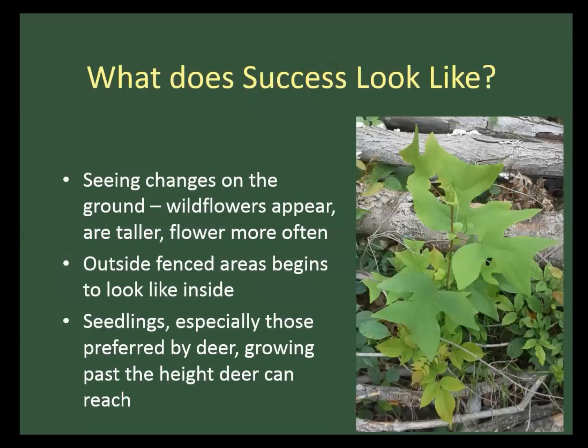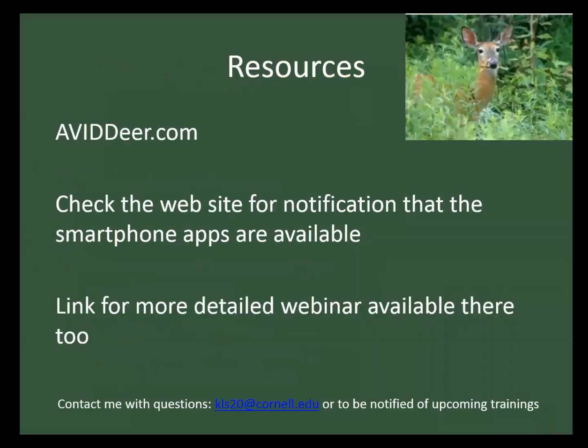Success means seeing changes on the ground where wildflowers are appearing. They're taller, they're flowering more often. If you have an exclosure, the outside of a fenced area begins to look like the inside. And seedlings, especially those that are preferred by deer, can grow past the height that deer can reach. So that's what we're hoping for someday. There's a lot of effort, maybe easier in some areas than others. But we're hoping to get people to participate, to become more aware of the impacts that are happening, and to be thinking more proactively in terms of deer management and forest management broadly.